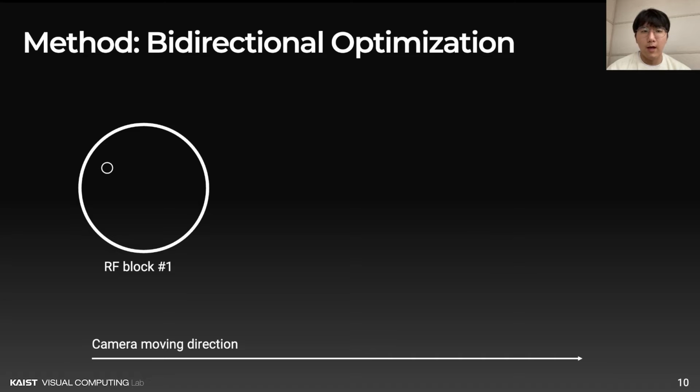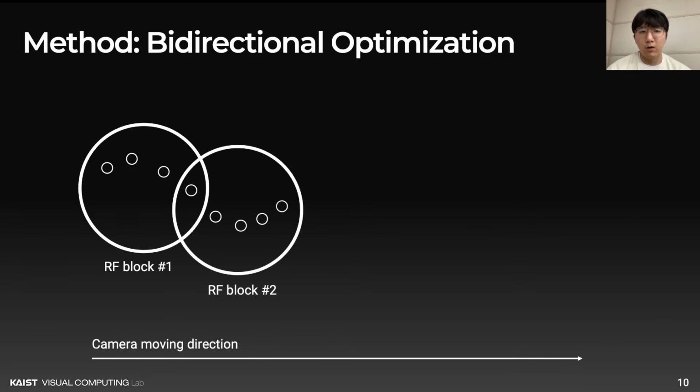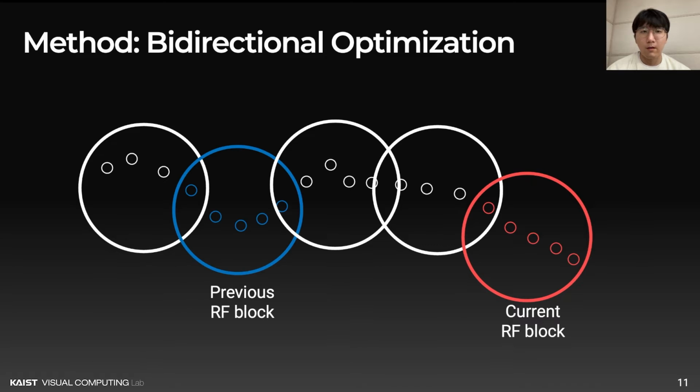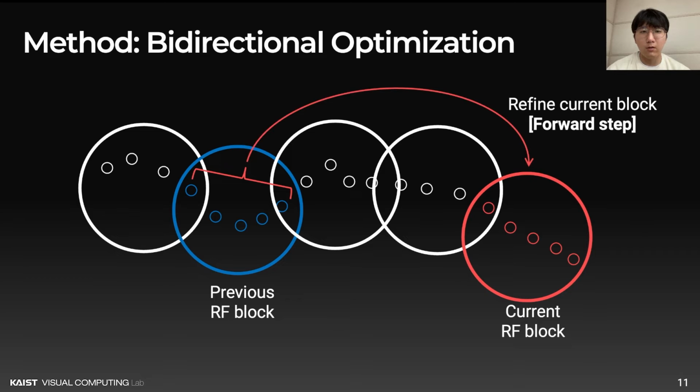In our work, as the camera trajectory goes from left to right, TensoRF blocks and adjacent frames are jointly optimized progressively. Here, the red TensoRF block represents the currently optimized block and frames. We can bidirectionally optimize the current and previous radiance fields using distant frames. By employing the frames used for training the previous TensoRF block, we can refine the current TensoRF.